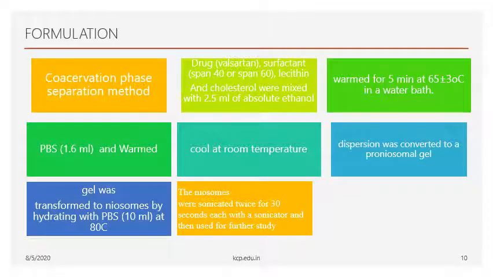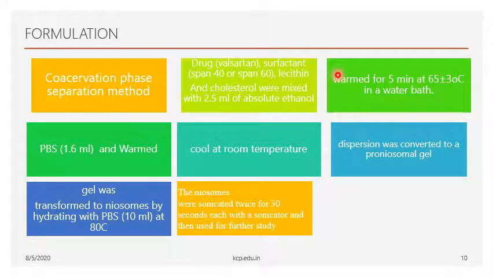Let's see the formulation procedure. For the formulation of a Valsartan proniosome gel, the author used the coacervation phase separation method. In this method, the drug, surfactant, lecithin and cholesterol were mixed with 2.5 ml of ethanol. While all of these were soluble in the ethanol, it was warmed for 5 minutes at 65 degrees Celsius in a water bath.